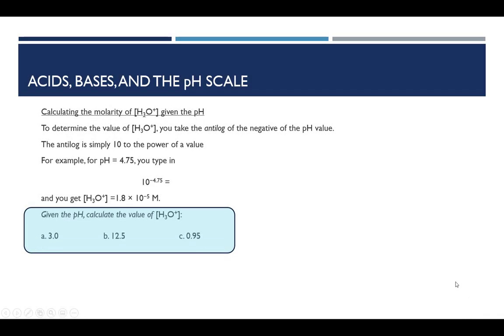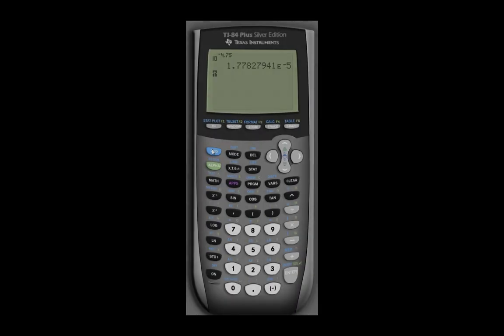As before, I would like you to pause this video and calculate the hydronium ion concentrations for the three solutions below given their pH. When you are done, unpause the video to see the answers. I begin by pushing second log to get the antilog command, then push the negative button followed by 3.0, and that gives me 0.001 for the first answer.